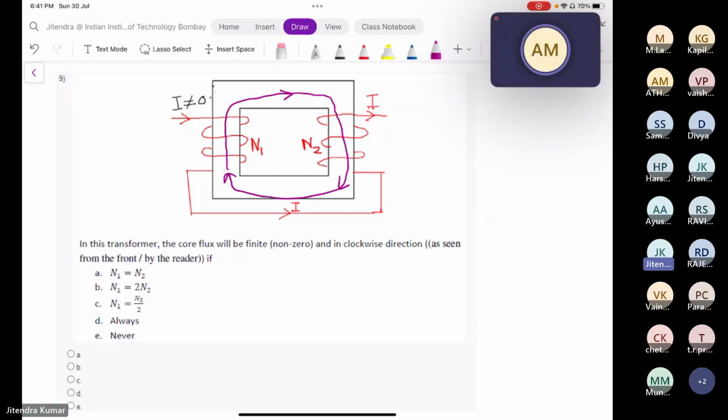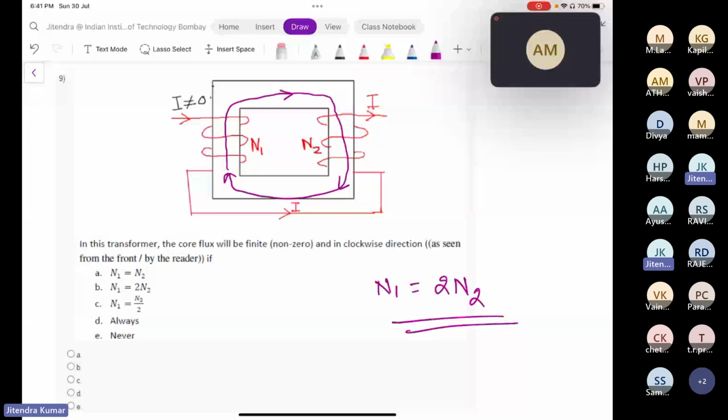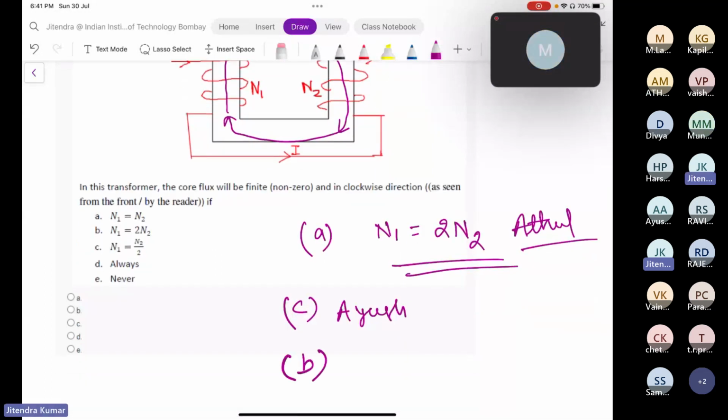N1 equal to 2 and N2 equal to 2, then the flux will flow in the clockwise direction. The windings are the same, the current directions are the same. Option C, from Ayush. Option A, from Atul. Option B, from Lavanya, with N1 equal to 2 and N2 as in option B. So both are with the same option B.